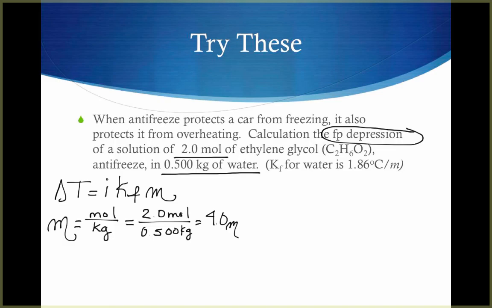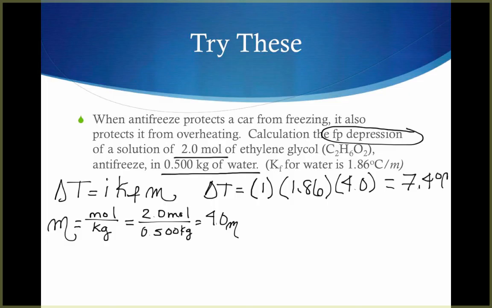Now, coming back up to the top, I know that my delta T is going to be equal to the Van't Hoff factor. Ethylene glycol, C2H6O2, is made up entirely of nonmetals, so it must be a covalent molecule, not an ionic compound. Therefore, it does not dissociate in water, so my Van't Hoff factor is 1. Kf here is 1.86, I'm given that in the problem, and I just calculated my molality to be 4.0. If I do this math, I find that my freezing point depression is 7.4 degrees Celsius.